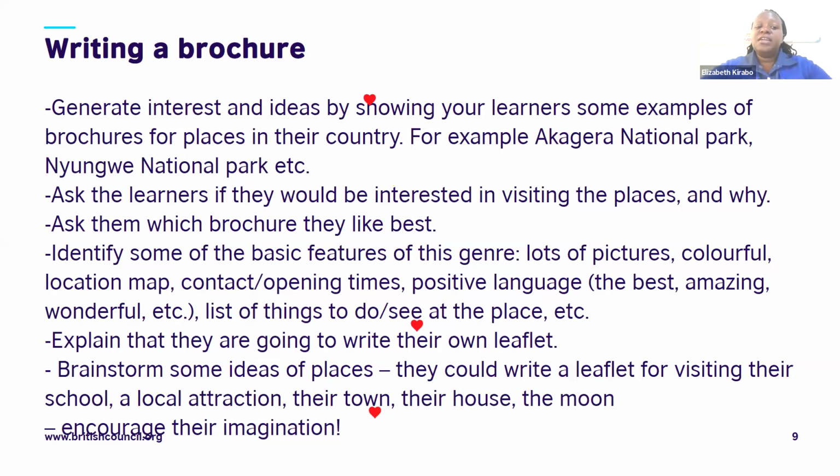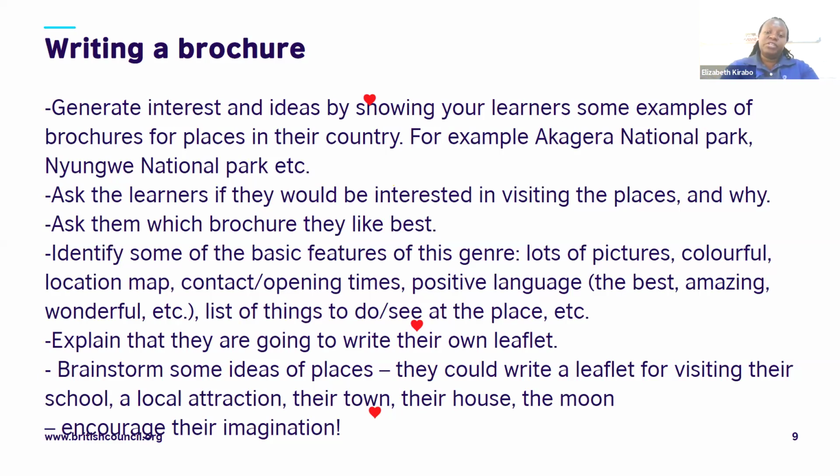Then ask the learners if they would be interested in visiting the places on those brochures. Like we've shown them a brochure about Akagera National Park or Nyungwe National Park. Ask them if they would be interested in visiting those places and why. Because now they've looked at the brochure, they should be in a position to tell us why they have interest in visiting that place.